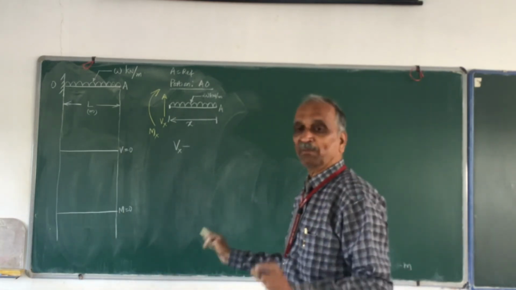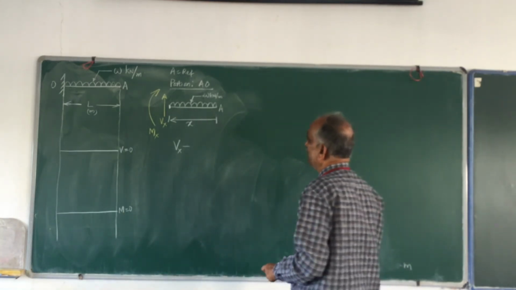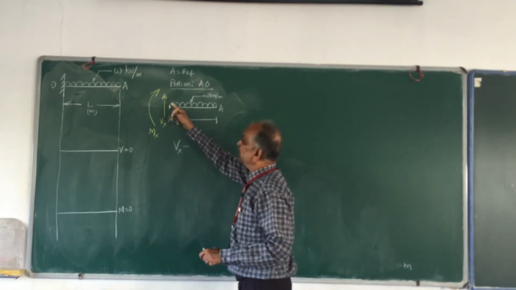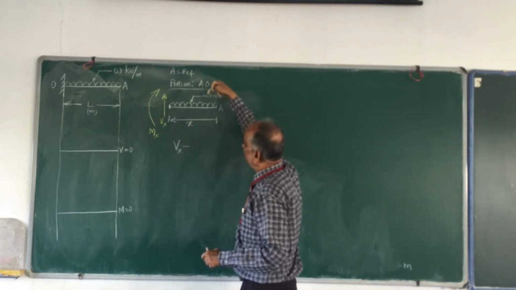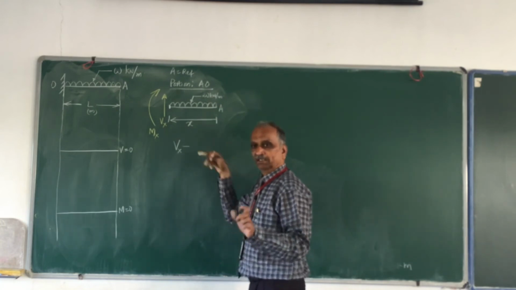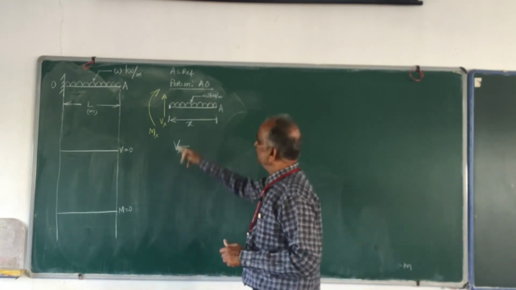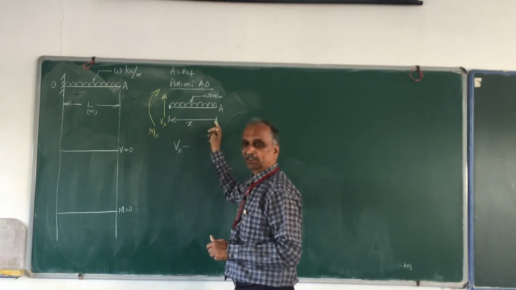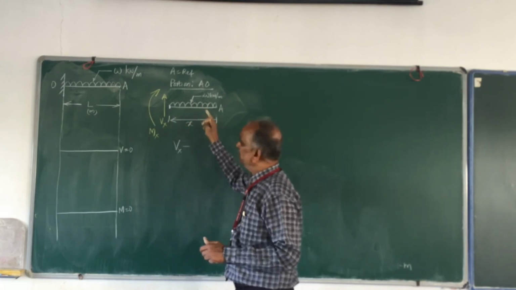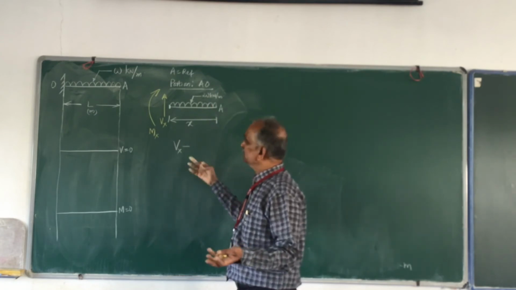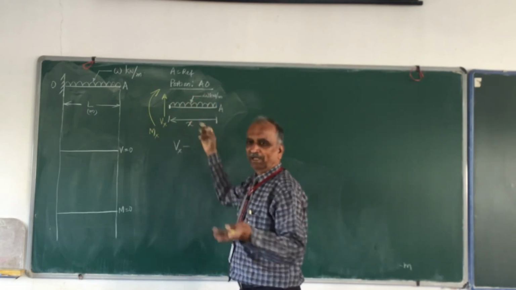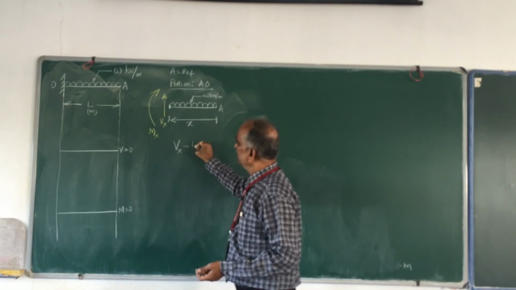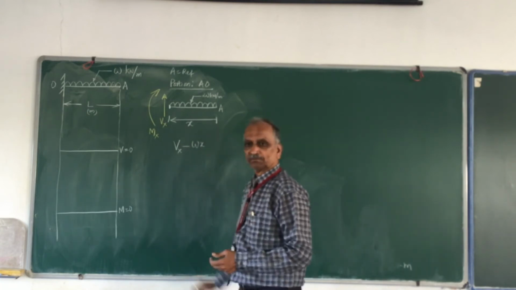Then think of what the magnitude is. How much is the magnitude? What is the equivalent total downward force acting in the downward direction? I know that it is W, and this is spread over a length x meters. What is the total downward load? That is this W multiplied by length. So Vx minus W into x.